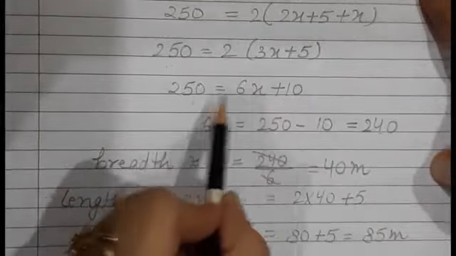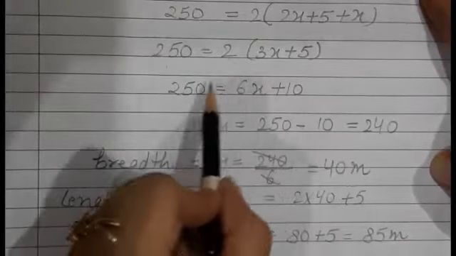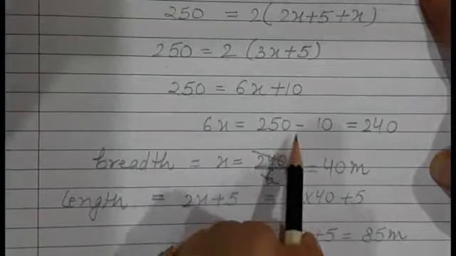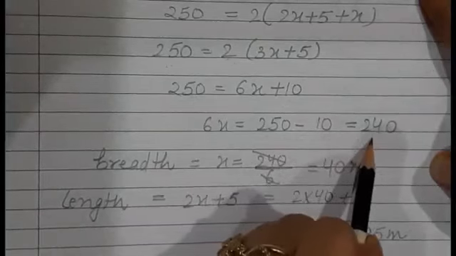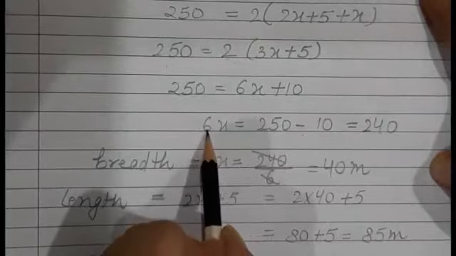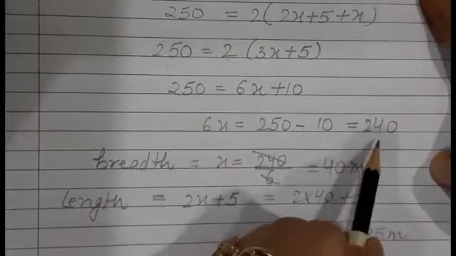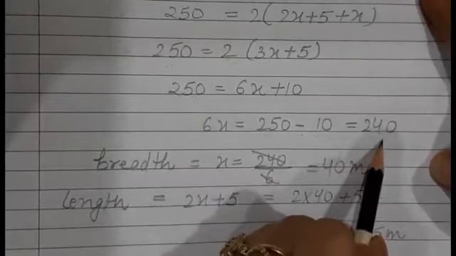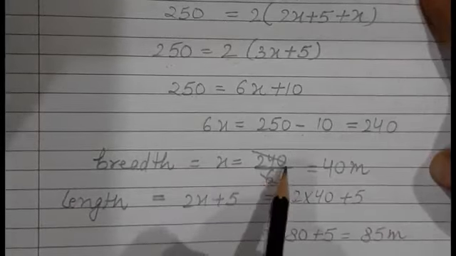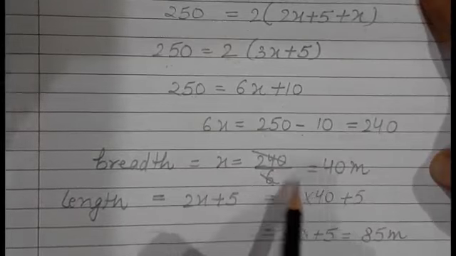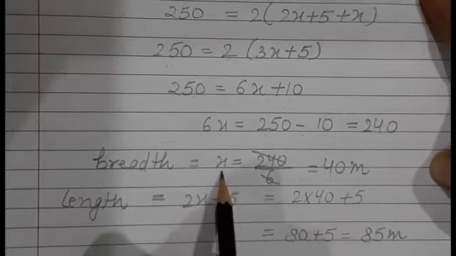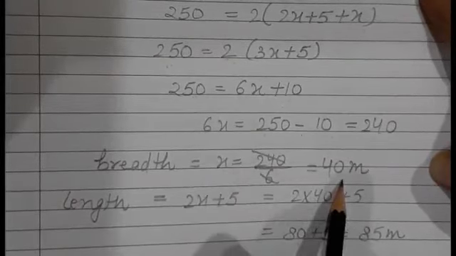When we transpose 10 from the right hand side to the left hand side, we have to subtract. 250 minus 10 will be 240. And when we transpose 6 from the left hand side to the right hand side, we have to divide. Right? So it will be 240 by 6. When we solve, 40 meter will come. So the value of x is 40 meter.